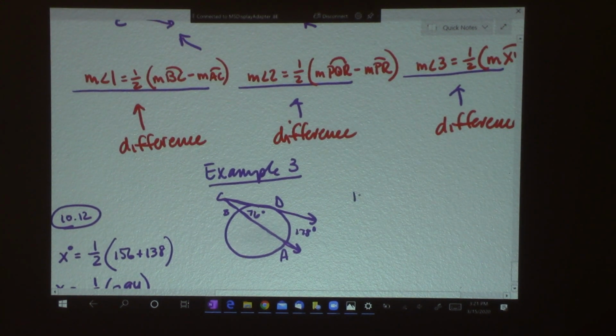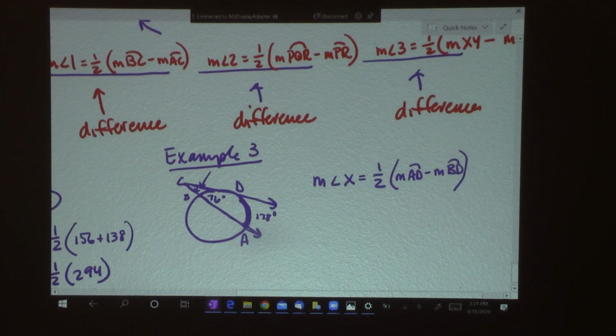So I'm going to say the measure of angle x, which is inside here, really tiny in there, is going to be equal to half of what? AD, this segment here, minus BD, right there. So I'm going to have half of the measure of arc AD minus arc BD. So this one here minus that one.